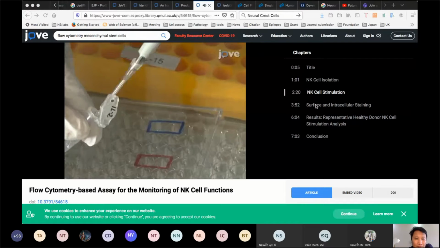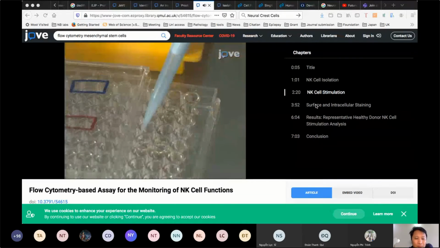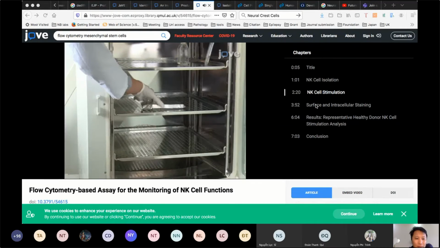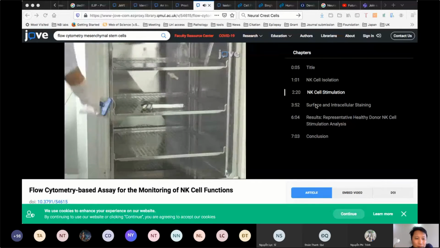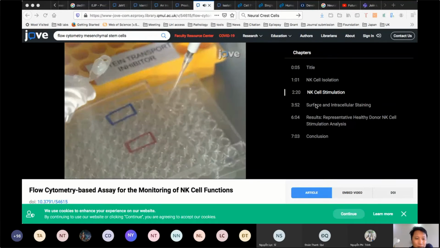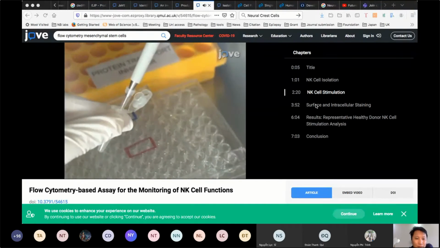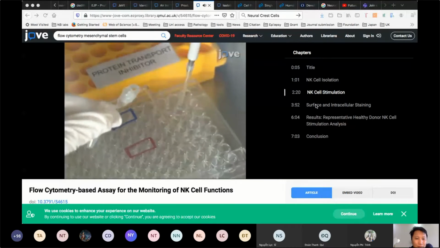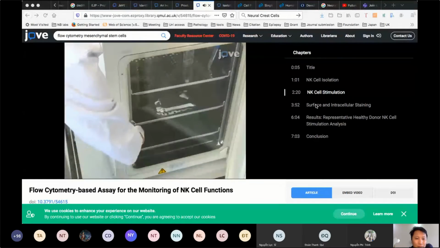Next, add IL-2 and IL-15 to the stimulation wells, and mix all of the wells by pipetting at least 5 times. Incubate the plate, protected from light, for 3 hours at 37 degrees Celsius and 5% carbon dioxide. After the first hour, with the light switched off, add freshly prepared protein transport inhibitor solution to each well with careful mixing, and return the plate to the incubator.